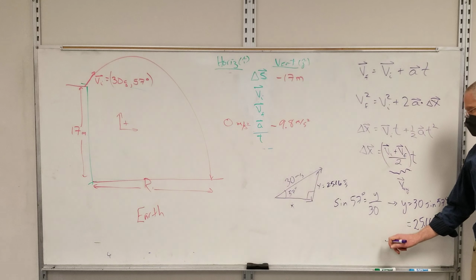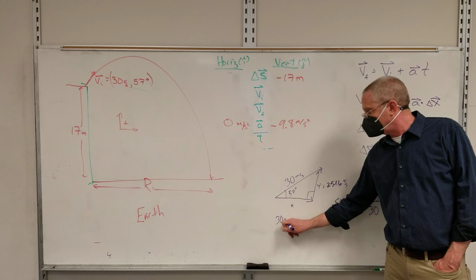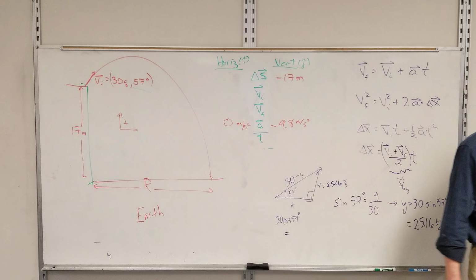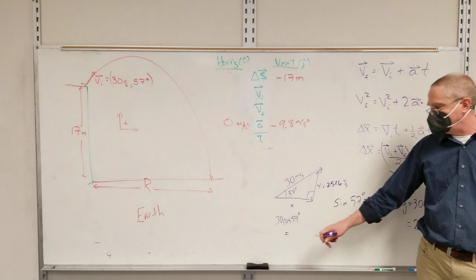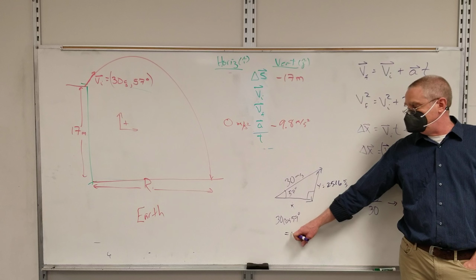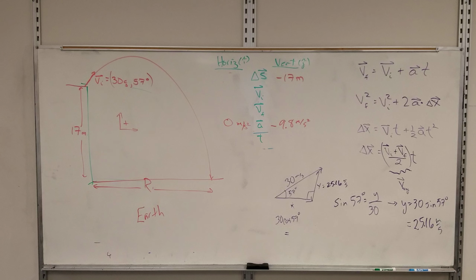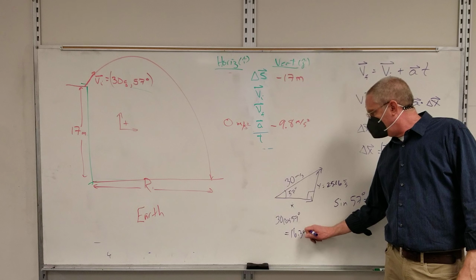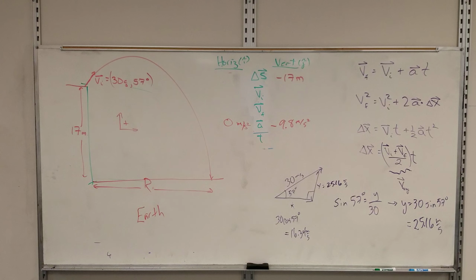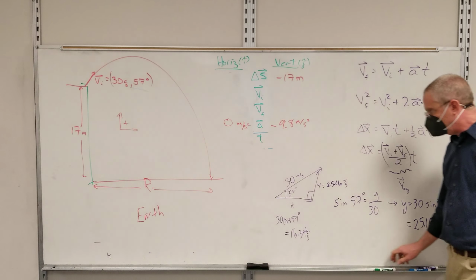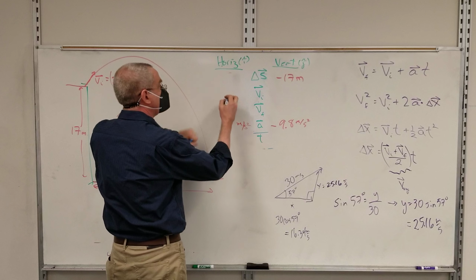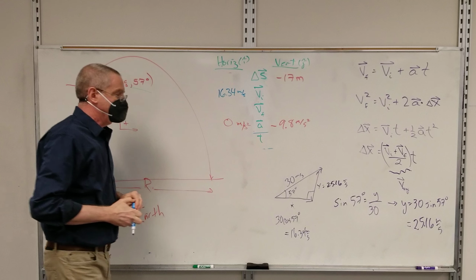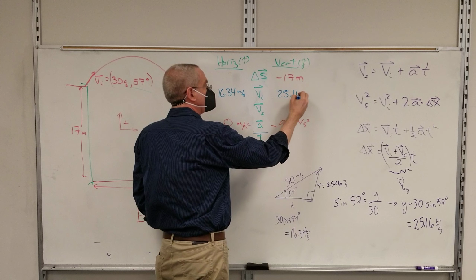And then horizontally, this will be the hypotenuse times the cosine of 57 degrees. I understand where I'm off now. I meant them to do 53 degrees instead of 57, but it doesn't change the ability to work the problem. And so what is this? 16.34 meters per second. So we now know my initial horizontal velocity is 16.34 meters per second. My initial vertical velocity is 25.16 meters per second.